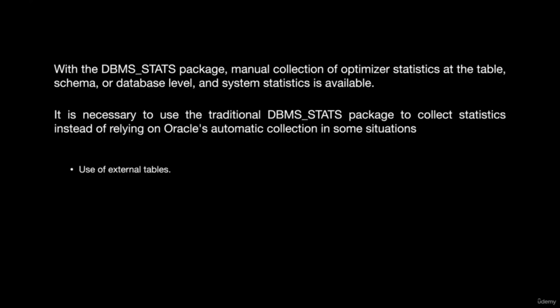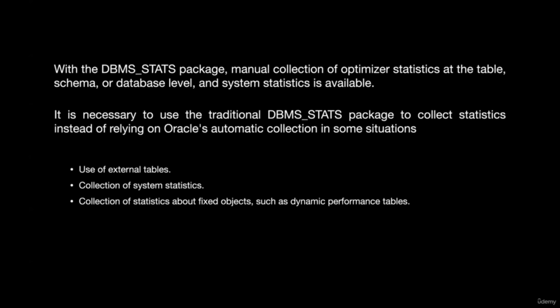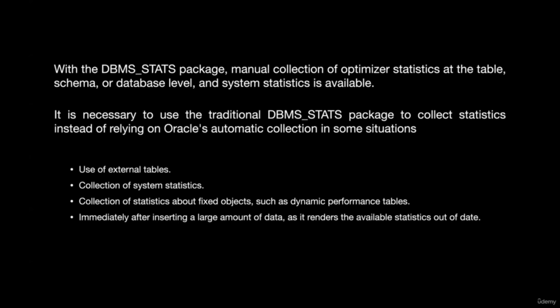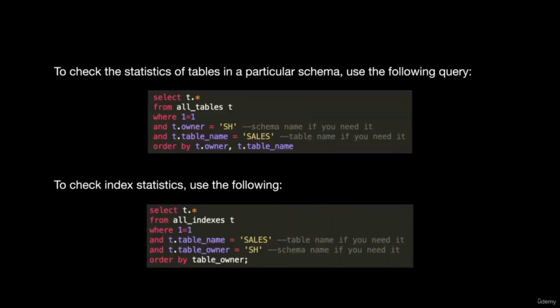First, it's the use of external tables, collection of system statistics, collection of statistics about fixed objects, such as dynamic performance tables. And immediately after inserting a large amount of data, as it renders the available statistics out of date. To check the statistics of tables in a particular schema, use the following query. You can see it on screen right now. And to check index statistics, use the following down below.